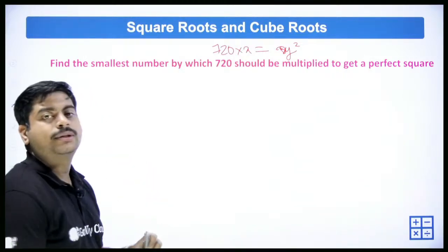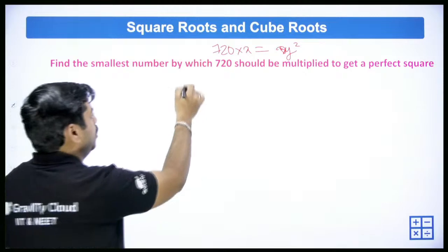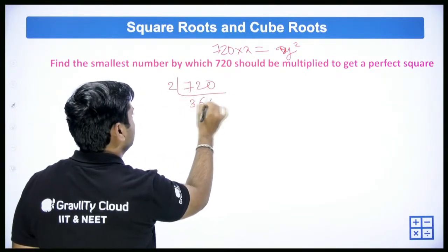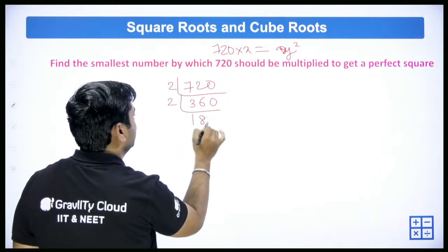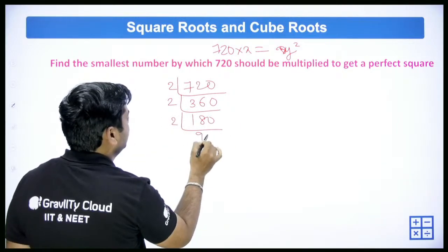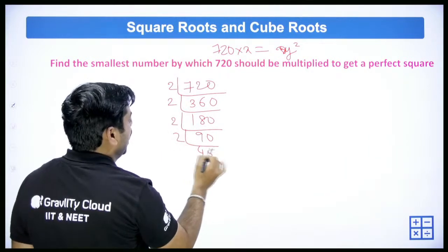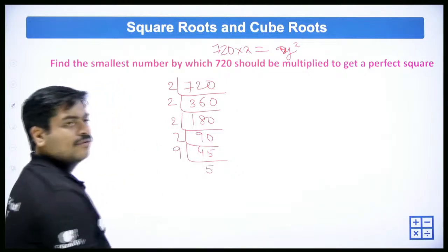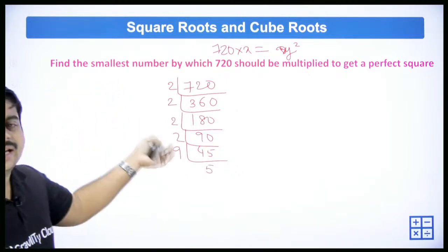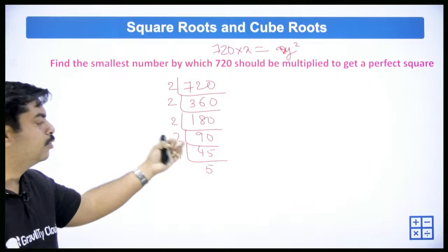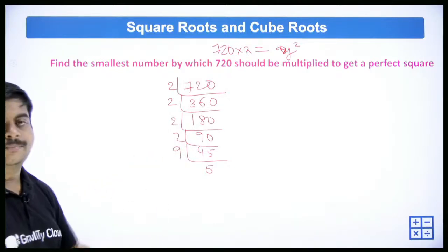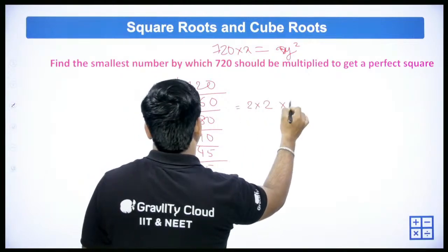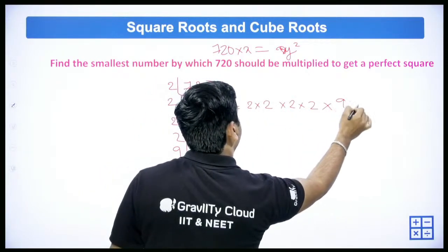So first of all, let's try to prime factorize 720. 2 1s to 360, 2 1s to 180. Again 2 1s to 90, 2 1s to 45, and 45 is 9 into 5, or 5 into 9. And you may ask me, sir, why 9? It's not a prime number. You can break that into 2 more steps with 3 into 3. So that will give you 2 into 2 into 2 into 2 into 9 into 5.